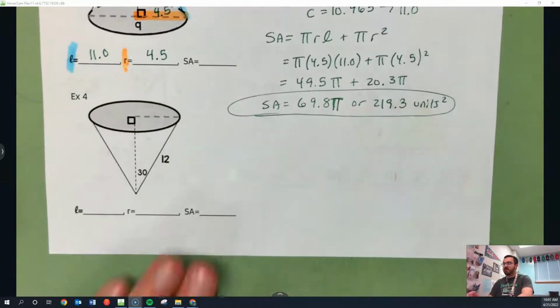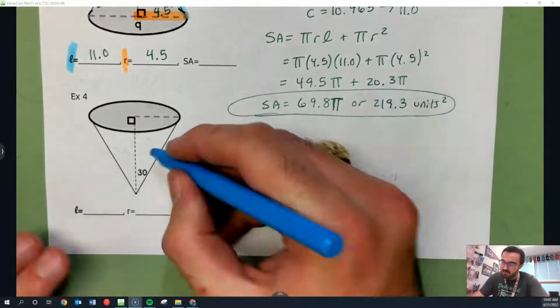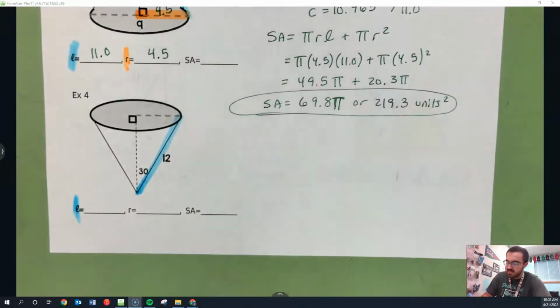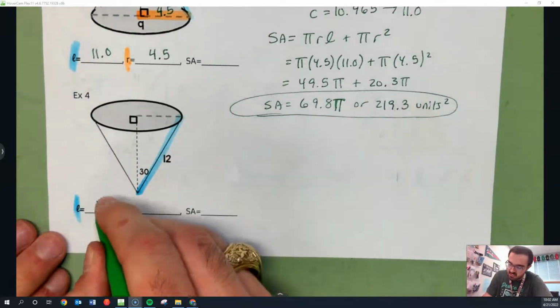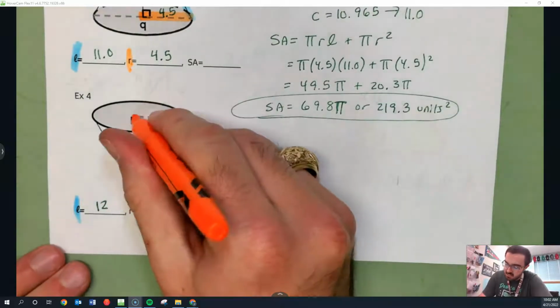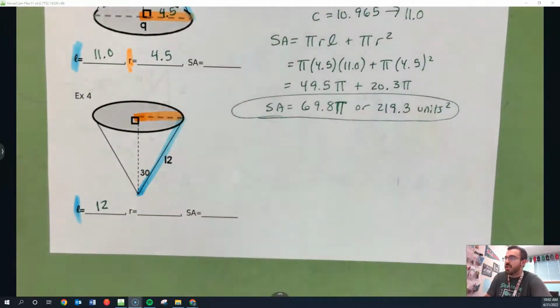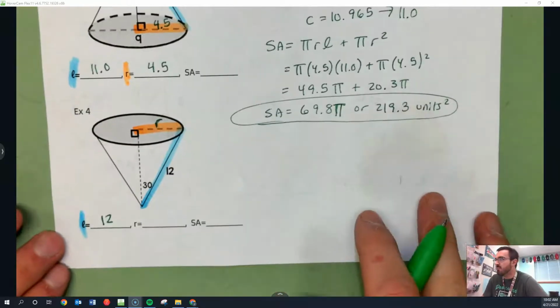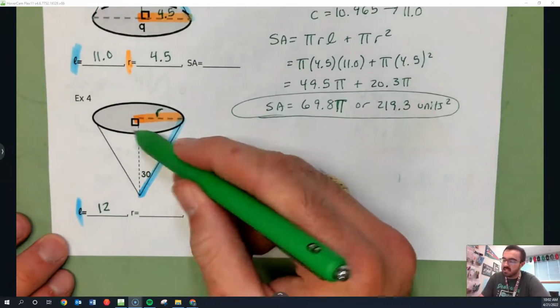Example 4. Okay, so hopefully you feel good about this at this point. This is the slant height that has been given to us, right? So the slant height's pretty easy. It's 12. What about the radius? Okay, this is my radius. I don't know what it is. This is my radius. Okay, so hopefully at this point you know this is a triangle.